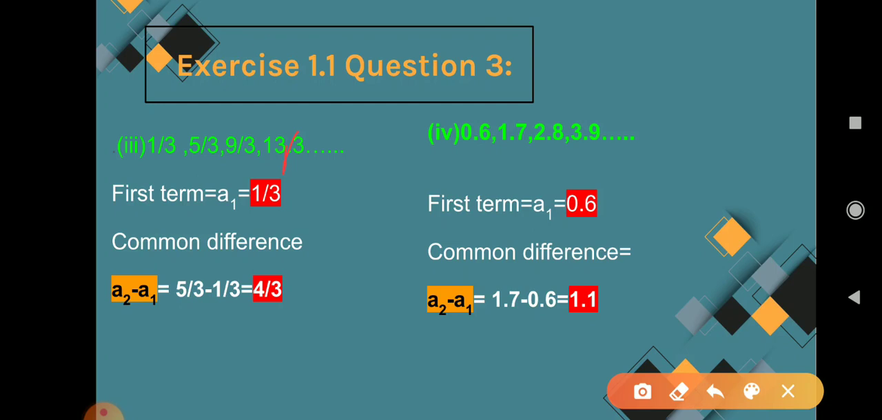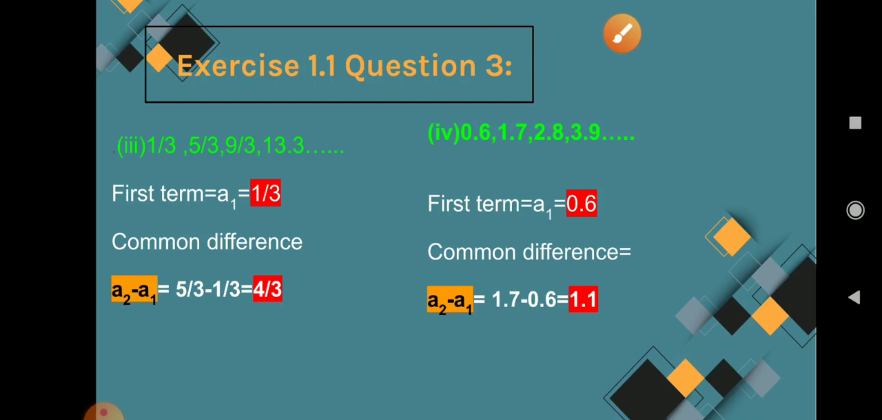Common difference, just subtracting 5 by 3 minus 1 by 3. It is very simple. Why? Because the denominators are same, we can subtract the numerators. So 5 by 3 minus 1 by 3. The denominator is same, so 5 minus 1 is 4 by 3. Or either you can take the next term, A3, 9 by 3 minus 5 by 3. 3 is common, 9 minus 5 is 4. So here we are getting 4 by 3 in each case. So the common difference is 4 by 3.